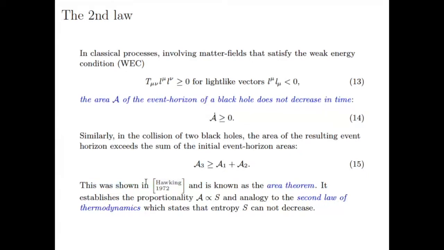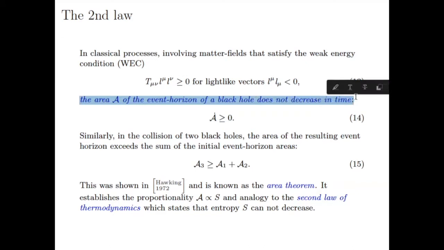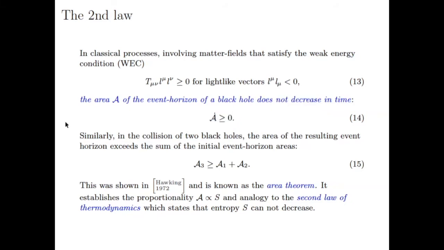Anyway, Hawking in his result assumed a weak energy condition, and he obtained the result that the area A of the event horizon of a black hole does not decrease in time under any kind of process. Like if you throw in matter, it can only increase. And similarly, in the collision of two black holes, the area of the resulting event horizon exceeds the sum of the initial event horizon areas, according to this theorem. And this is known as the area theorem.